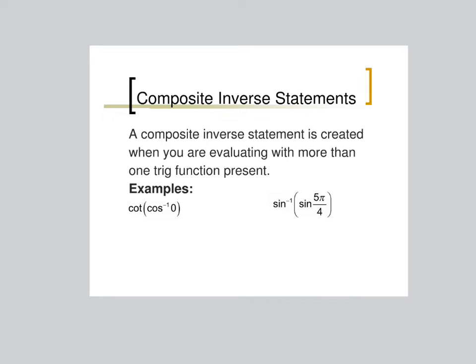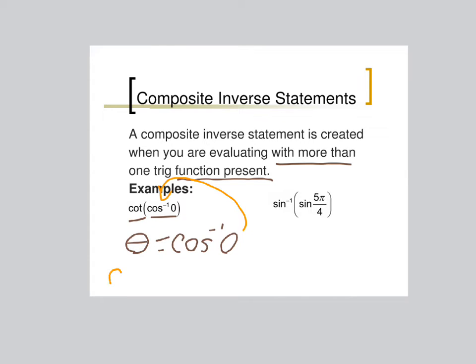A composite inverse statement is created when we evaluate with more than one trig function present. These take the form of usually an inverse function paired with a normal function. The order doesn't necessarily matter. For instance, example problem, we have the cotangent of the cosine inverse of 0. We would first solve for the cosine inverse of 0. That is, we would find the angle theta that occurs at cosine inverse of 0. Whatever that is, plug that back in, and then do the cotangent of that angle.